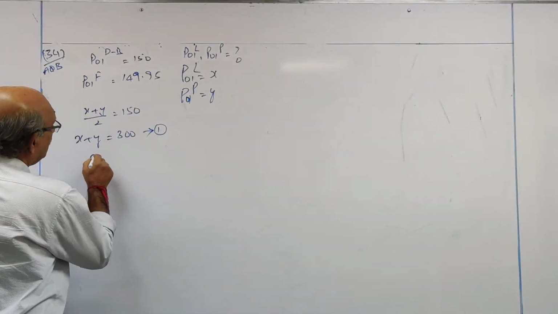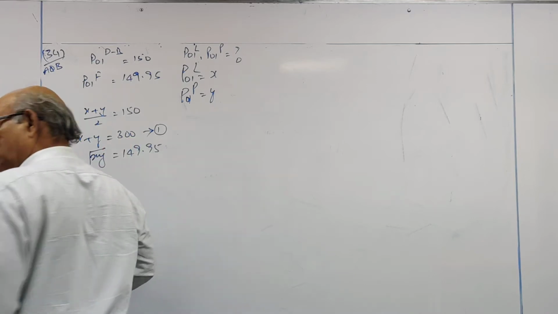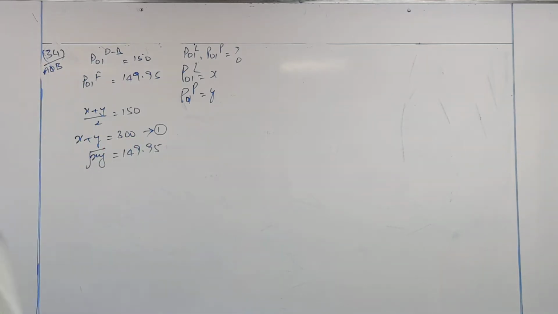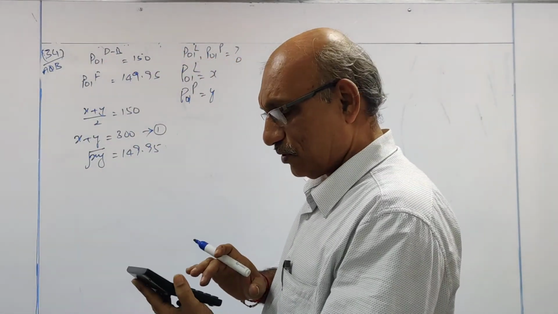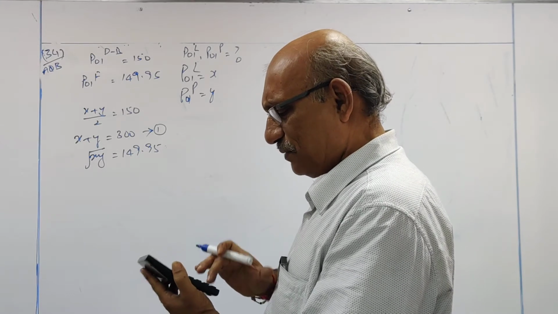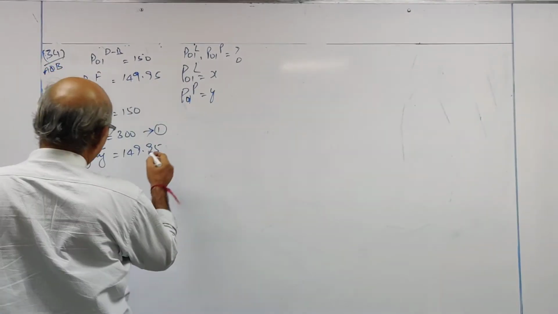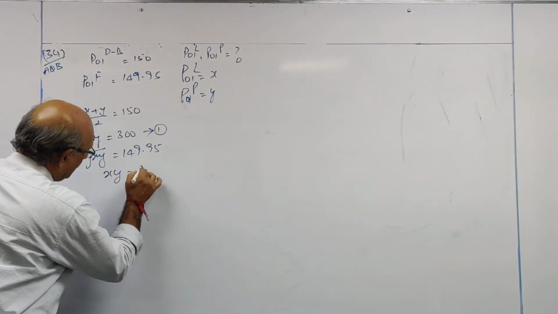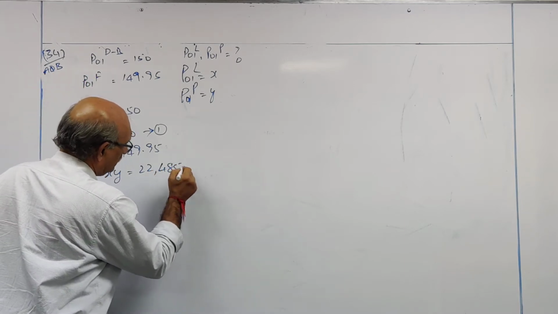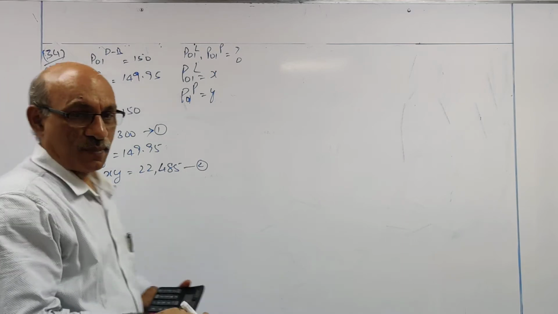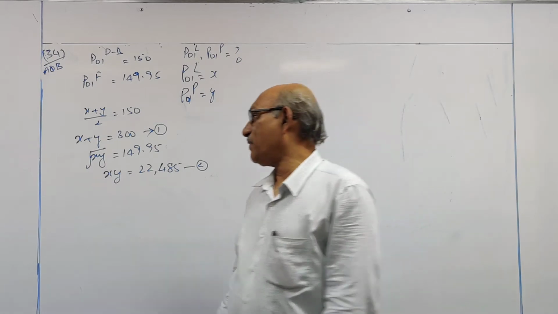Next, root of xy is equal to 149.95. Squaring on both the sides, xy is equal to 149.95 squared, which is 22,485, equation number 2. Okay, two unknowns are there, so two equations are required.